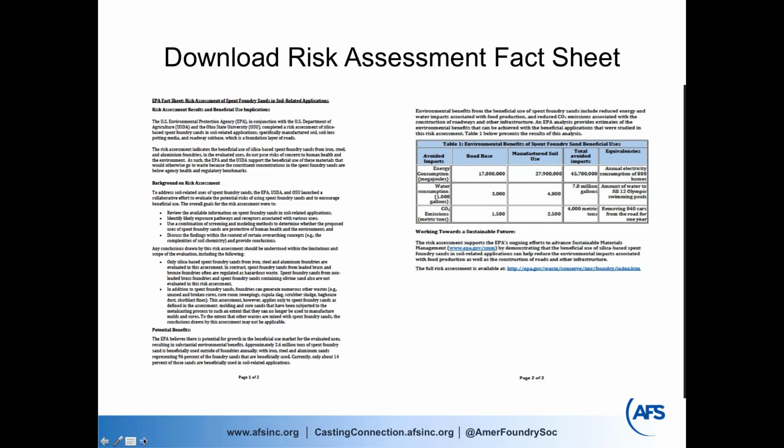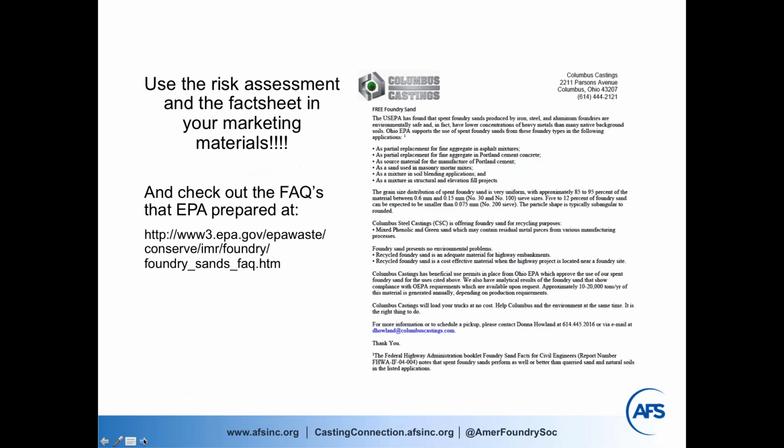Jerry showed you some of ANSTED's marketing materials, but I also wanted to indicate that some foundries have started to use that information and reference it directly in their marketing material. And on that same main page of the EPA Foundry Sand website, there are many other links, one of which is a link to frequently asked questions that EPA prepared. And again, if you are dealing with skeptical regulators, sometimes it's helpful to send them directly to EPA. If they don't believe us, they certainly typically will believe the US government, ha-ha.